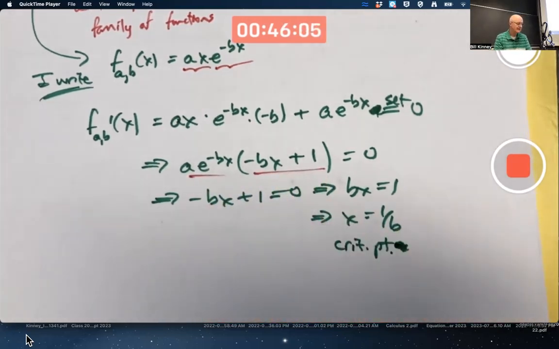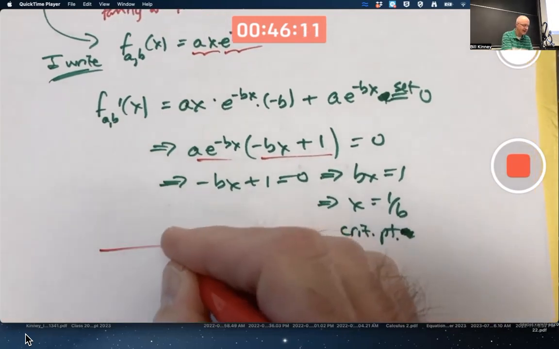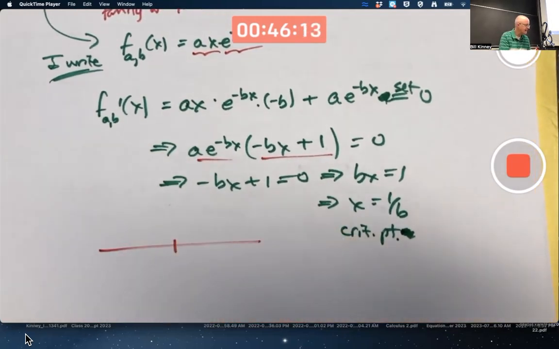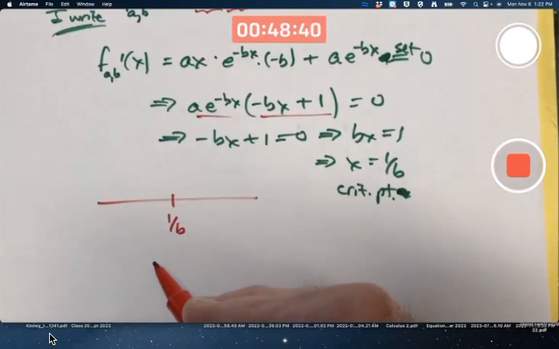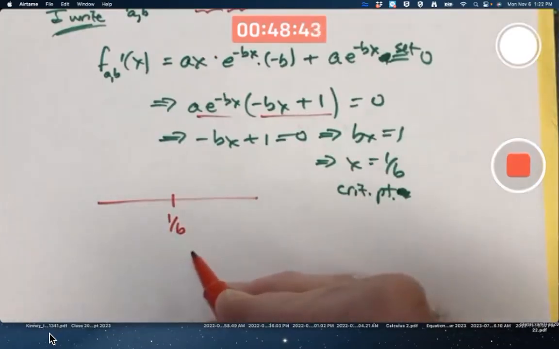As the product of two things, I need to think about the sign of this, plus or minus. I could draw a number line. In fact, drawing number lines like this is effectively the way that I want you to show your work when you use the first derivative test. Mark off the critical points. There's only one of them. Now test numbers on either side of this.